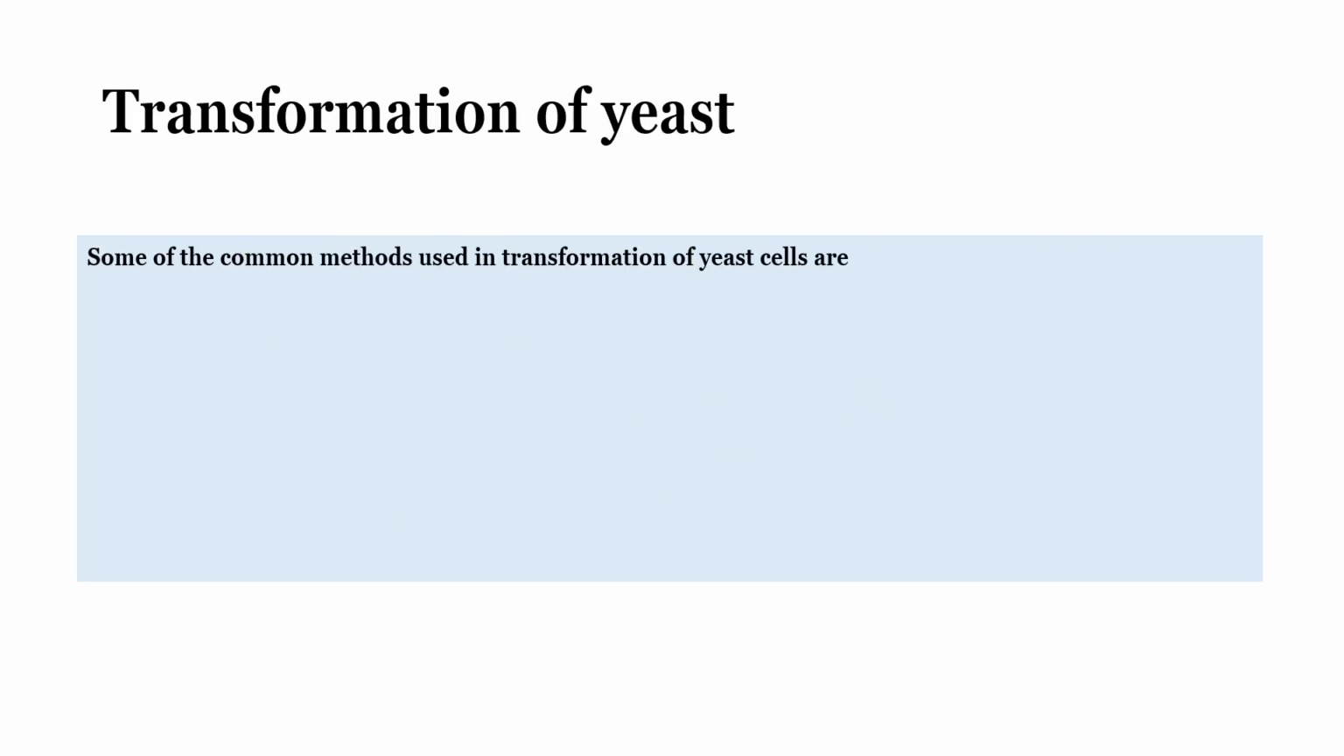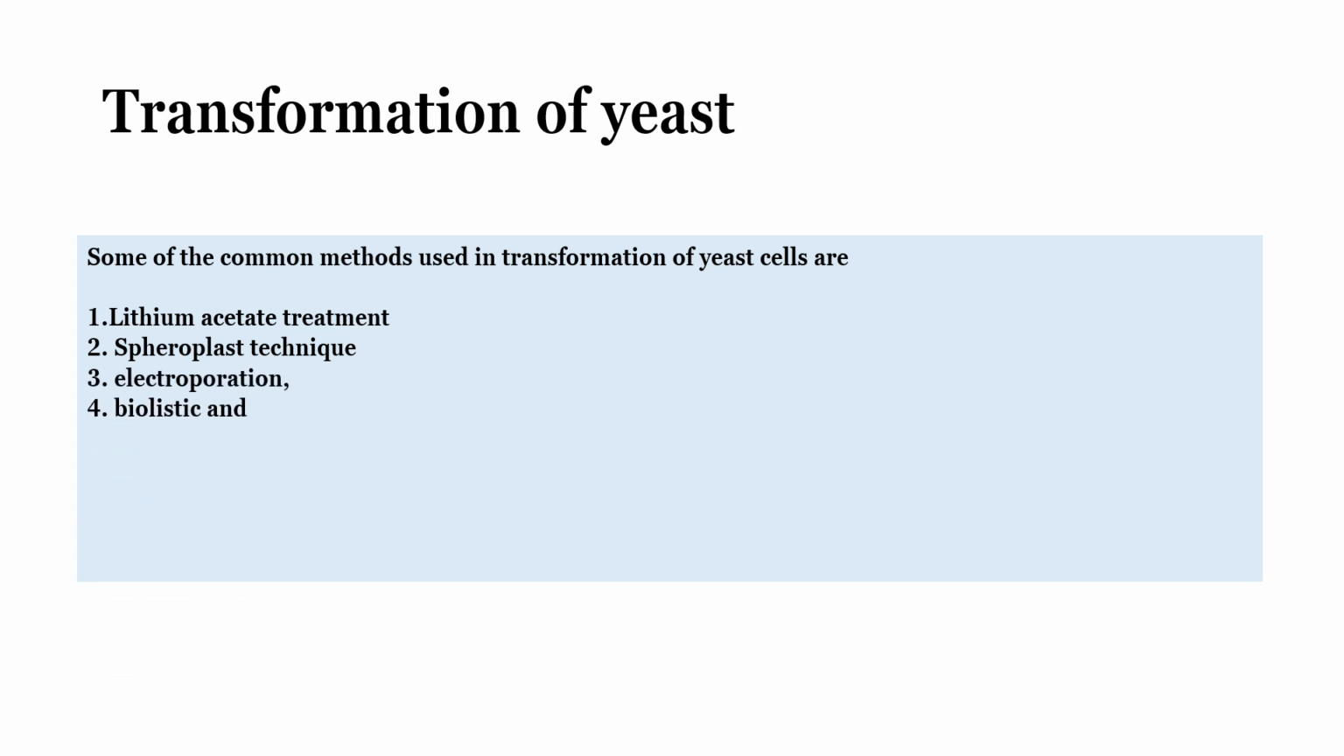Okay. Now, transformation of yeast. What do we mean by transformation? All of us know transformation is introducing a foreign DNA into a normal cell. Now, there are several methods which we have studied for E. coli, like electroporation and calcium chloride method. Similarly, for yeast, there are several methods which have been reported: the lithium acetate treatment, the spheroplast technique, electroporation, biolistics, and glass bead methods.